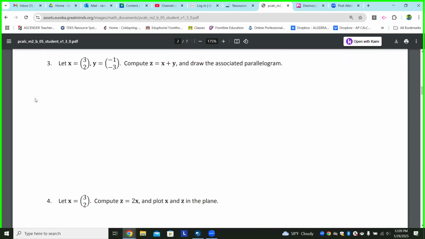I will say drawing is probably the most challenging. If you want to, you think you can do it? Again, I will agree. The algebra part's super easy to do. It's the graphing part that might get us.